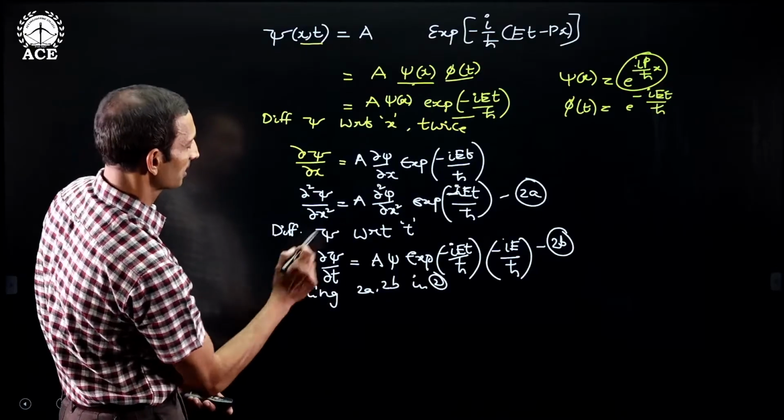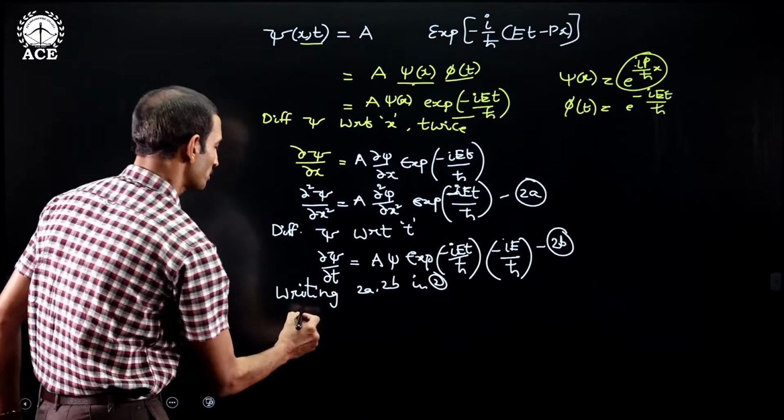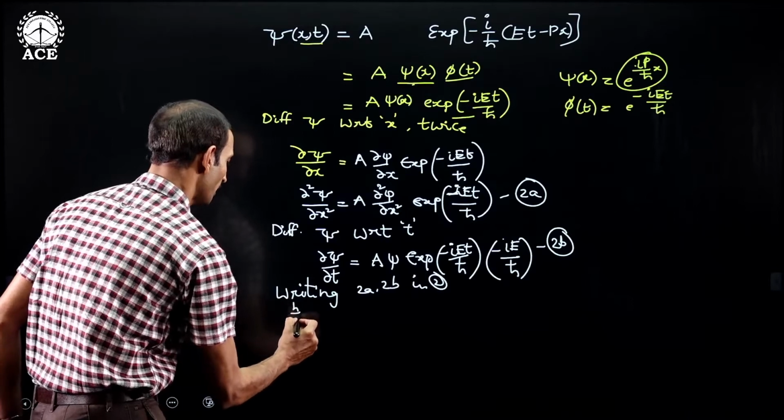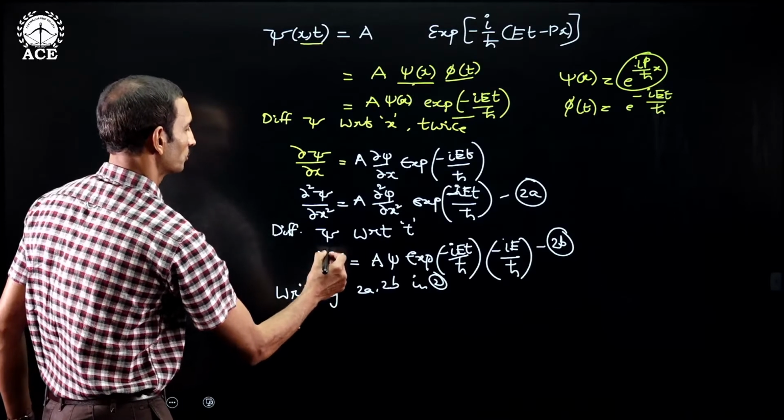Written it is somewhere here. I think I have erased it. So okay, equation 2 is nothing but minus h cross by i into dou psi by dou t. So that is this one.